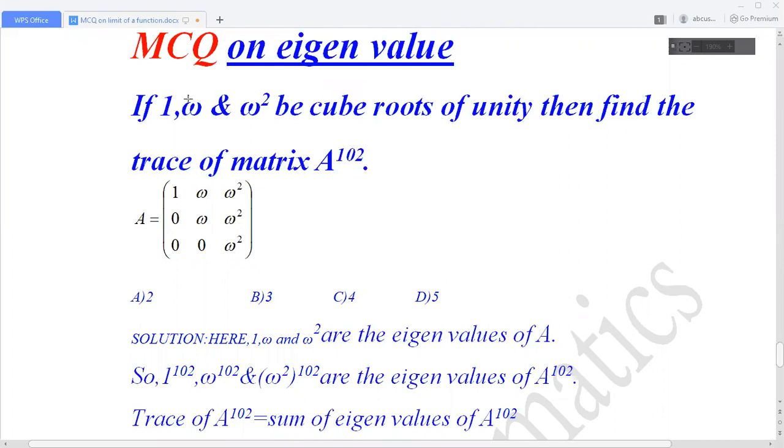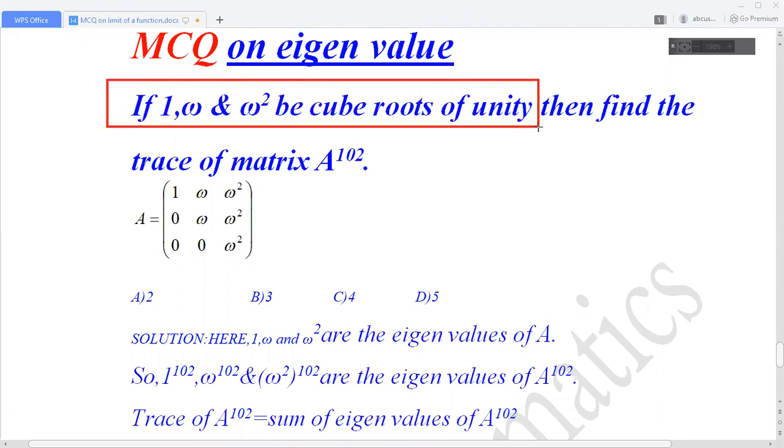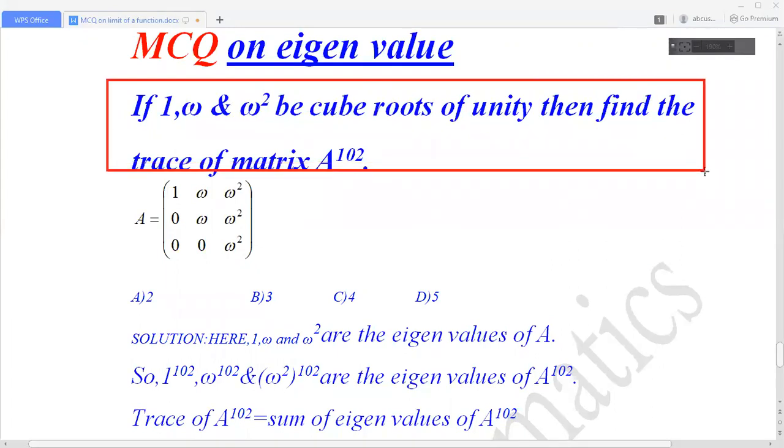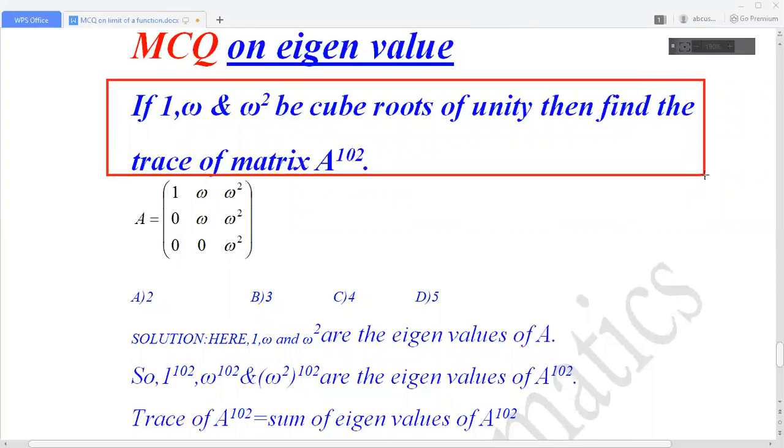The question is, if 1, omega and omega square are the cube roots of unity, then we have to find out the trace of the matrix A to the power 102. Here a matrix A is given. We are just going to find out the trace of the matrix A to the power 102.